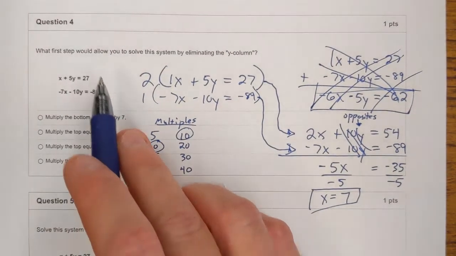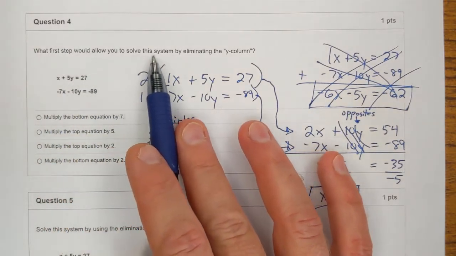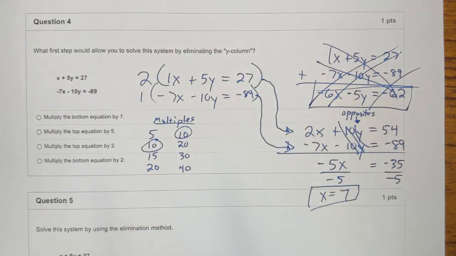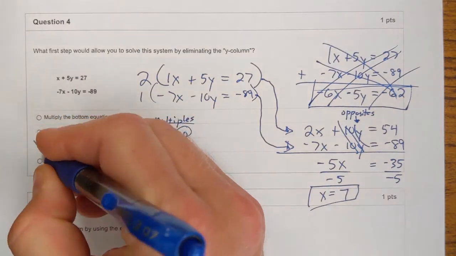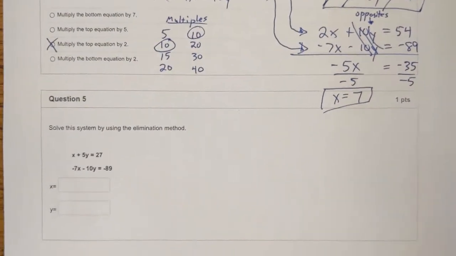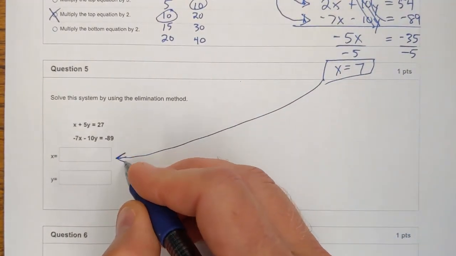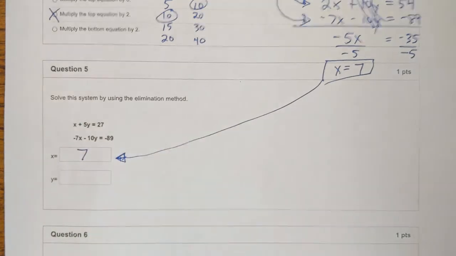Now, question number 4 is actually a multiple choice. It just said, what first step would allow you to solve this system by eliminating the y column? We would multiply the top equation by 2. And then I've already started question 5 for you. X would be equal to 7.